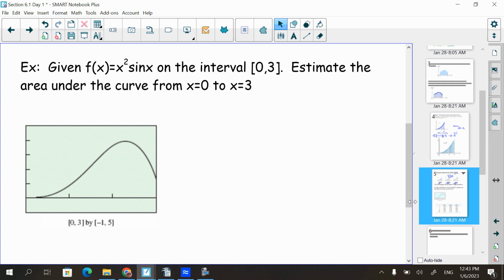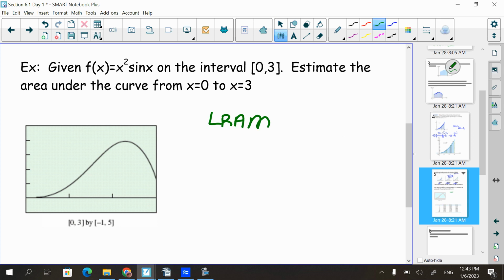They'd have to be more specific for you, okay? They'd have to say LRAM, RAM, MRAM. They would also have to put a little number as a subscript to say how many rectangles you would want to draw. All right, so they have to be specific.